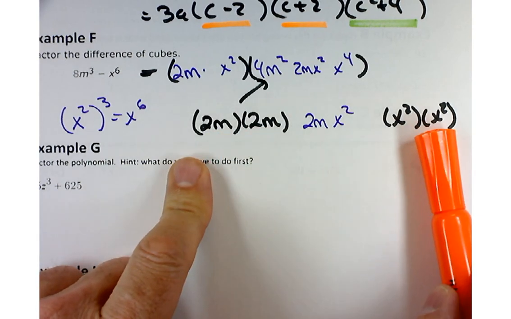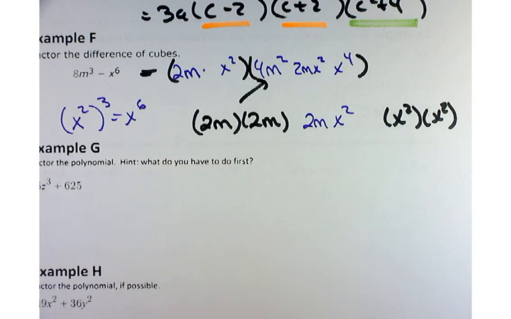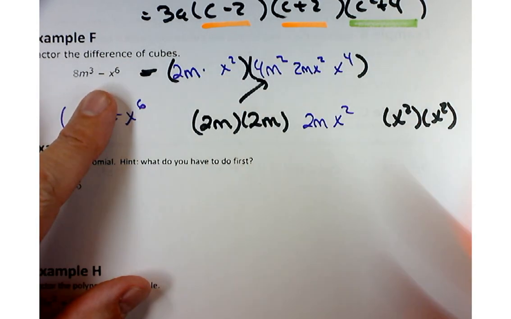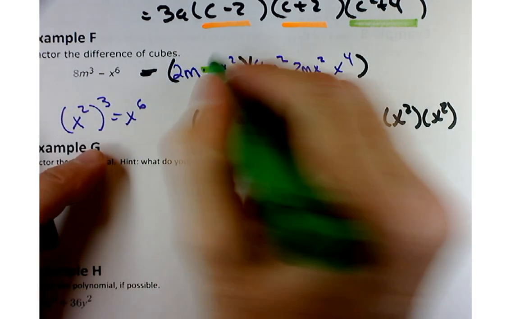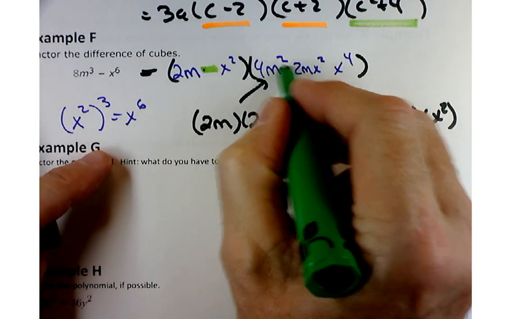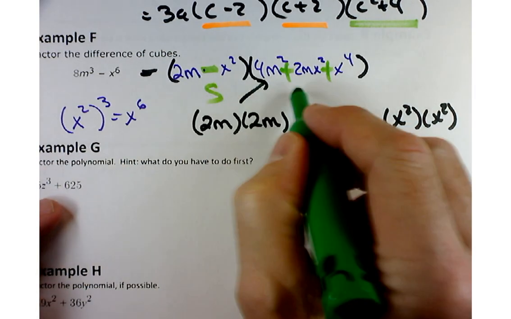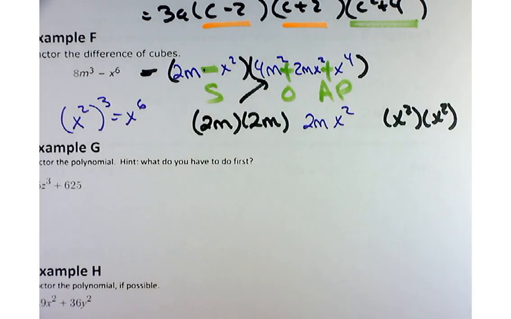Are we okay with how we got that trinomial? Sarah, maybe you can fill in the signs for me. What signs are going to go here, here, and here? Same sign, opposite sign, always positive. Yay, and that's it. That was easy.